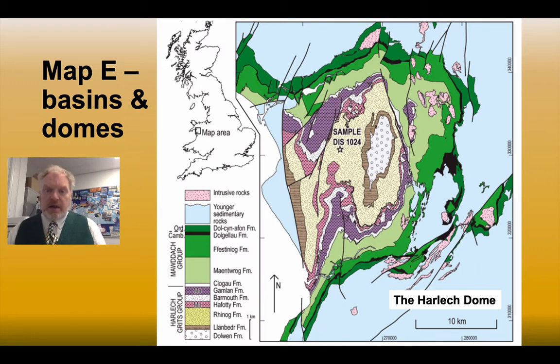There is perhaps an elongation, roughly north-south, but we're seeing dips of these rocks that will go from oldest to youngest in all directions coming out from that central core of old rock. So this structure is a dome. It's an anticlinal domed structure. Now it's not the only example we have here in Wales.